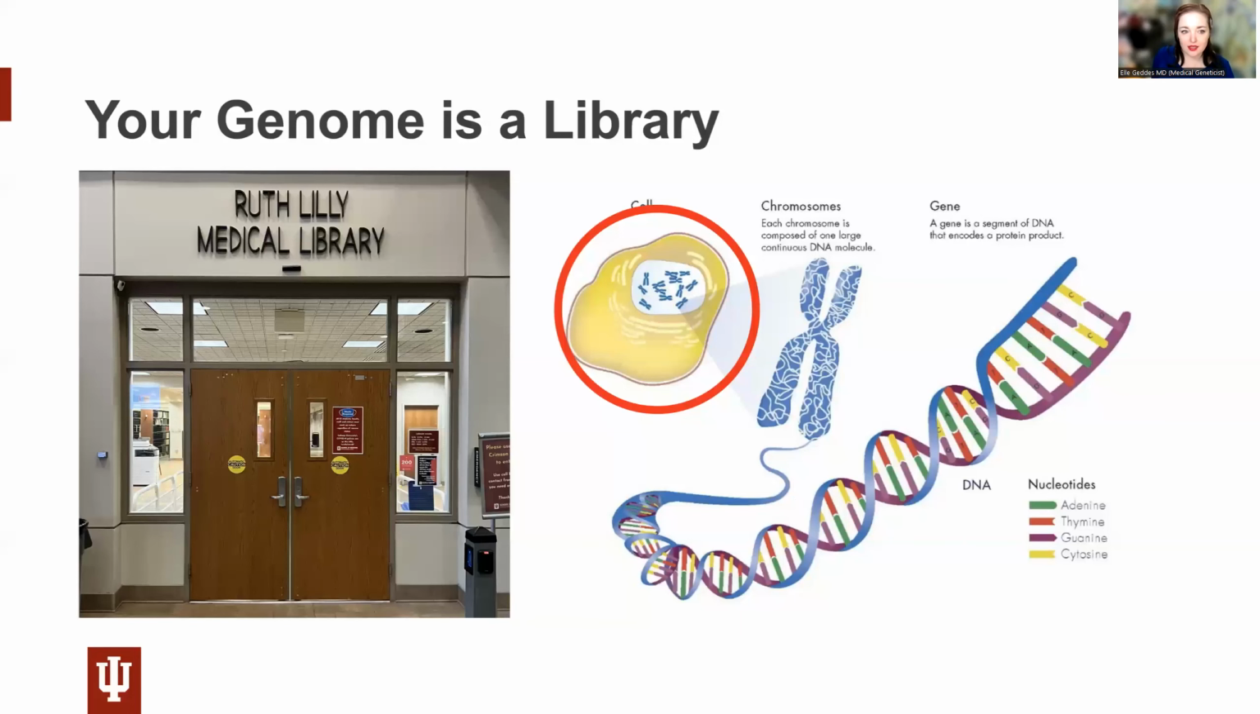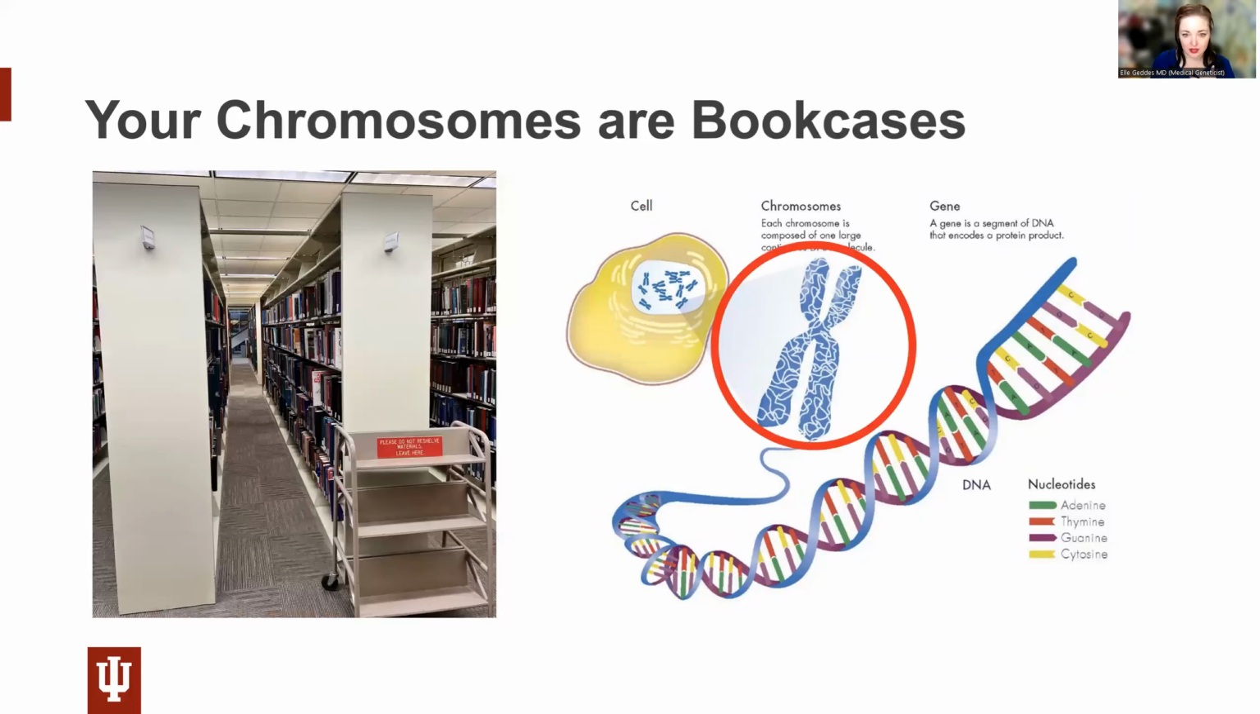And so I think of your body as being made up of the building blocks called cells. And in each cell, there is a library of information that makes up everything that's you, and that is the genome. And so I then divide that library into the bookcases, which are chromosomes. And you have 23 pairs of chromosomes. One comes from mom, one comes from dad.